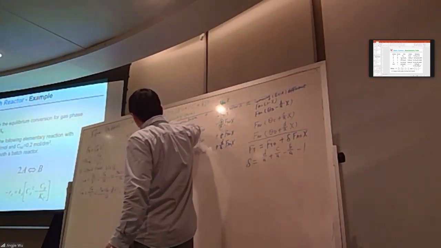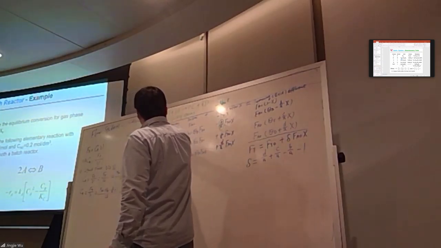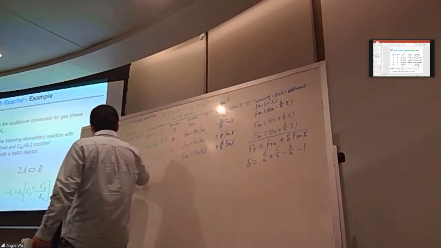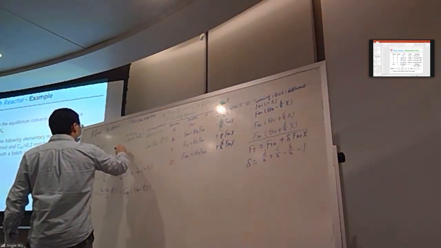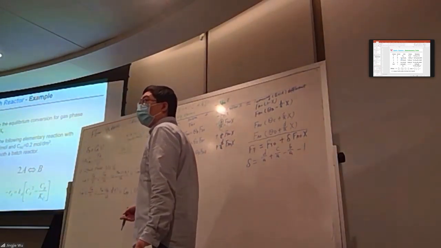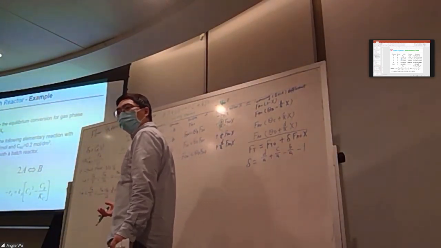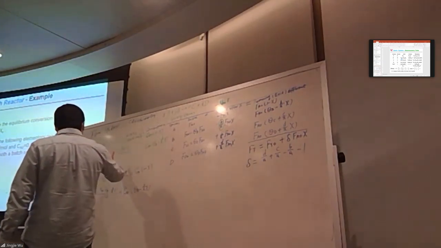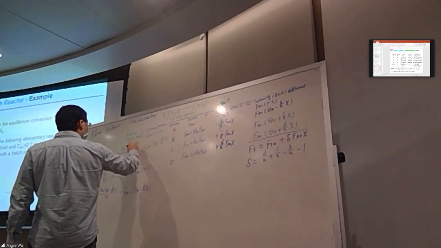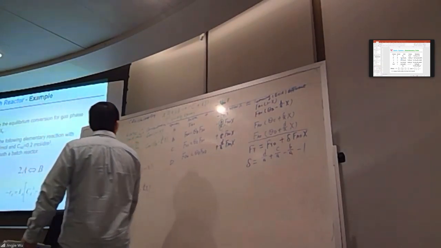For example, if you compare A and B, for A we have one here. Why do we have one here? Because theta A equals one, because it's FA0 over FA0, so it's one.